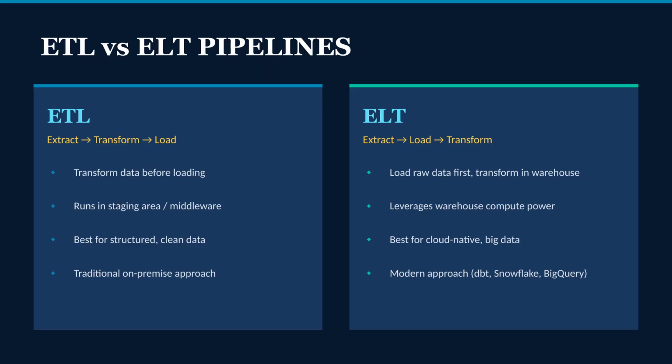2 approaches to moving data. ETL transforms data before loading it, runs in a staging area, best for structured, clean data. This is the traditional on-premise approach. ELT loads raw data first, then transforms inside the warehouse, leverages the warehouse compute power, best for cloud-native big data. This is the modern approach. Tools like dbt, Snowflake, and BigQuery make ELT the default choice today.